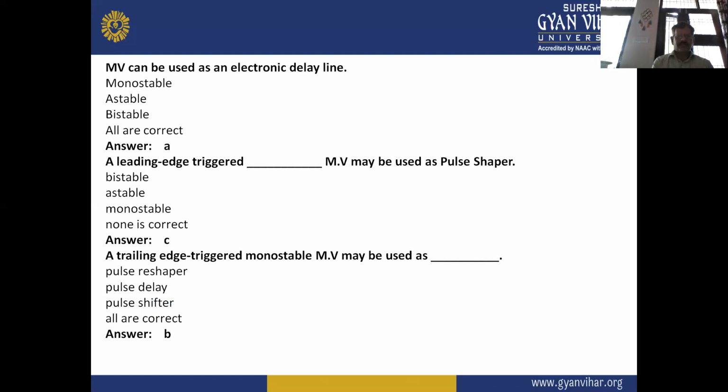And next question, a leading edge trigger multivibrator may be used as a pulse shaper. So option A, bistable; option B, astable; option C, monostable; option D, none is correct. So here the correct answer is monostable, because a leading edge trigger monostable multivibrator may be used as a pulse shaper.